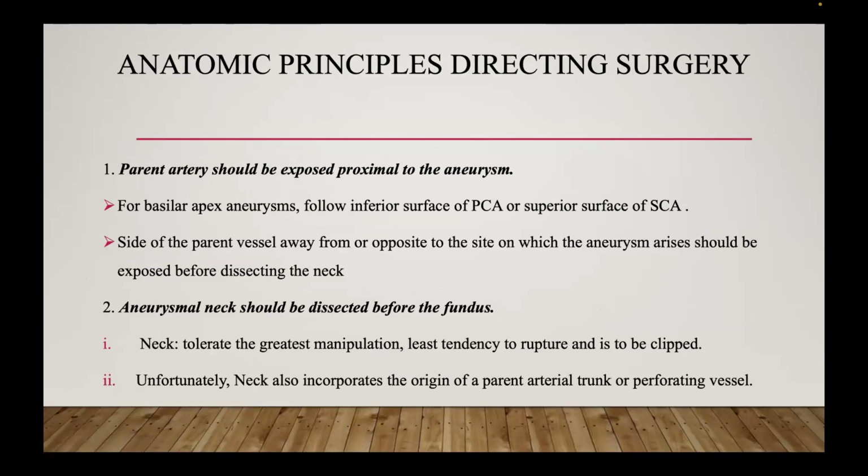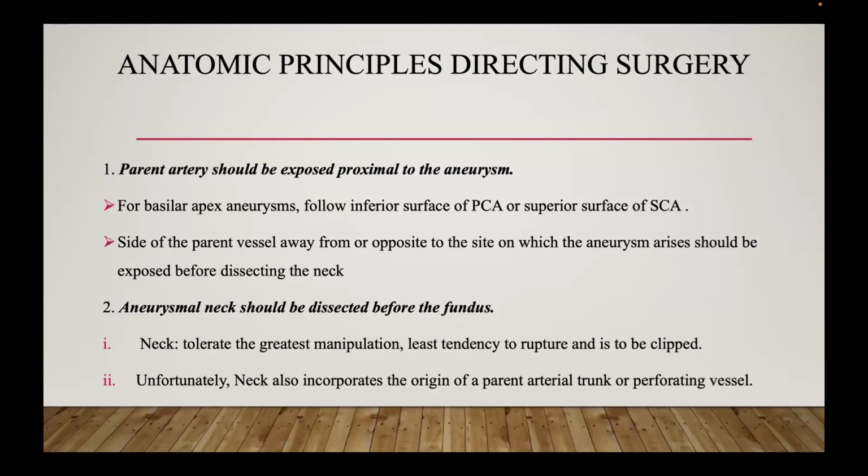Now, there are certain anatomical principles which remain the same, irrespective of whether we deal with anterior or posterior circulation. The parent artery should always be exposed, basically for proximal control. For basilar apex aneurysms, as has already been nicely demonstrated, we need to follow the inferior surface of the PCA or the superior surface of the SCA to obtain proximal control. Also, we should dissect away from the side opposite to where the aneurysm is. Also, it's a common practice and an open secret that we should always dissect the aneurysm neck.